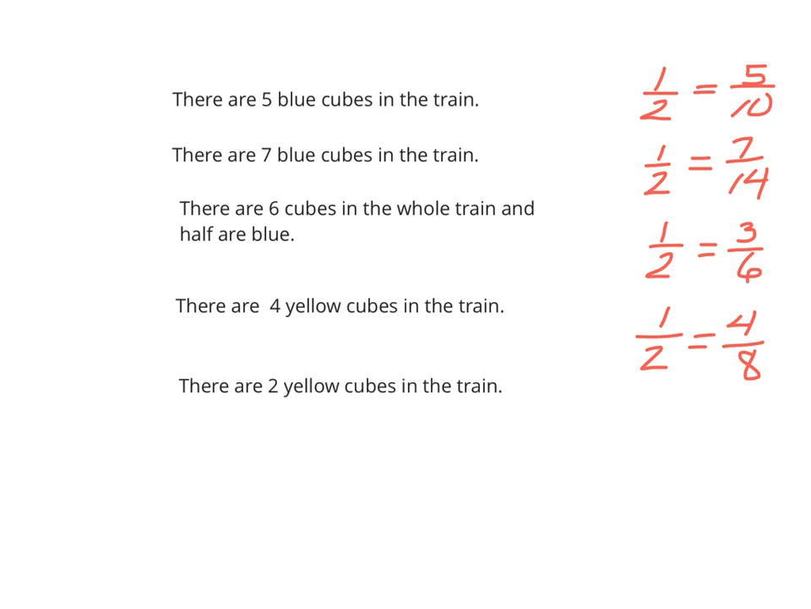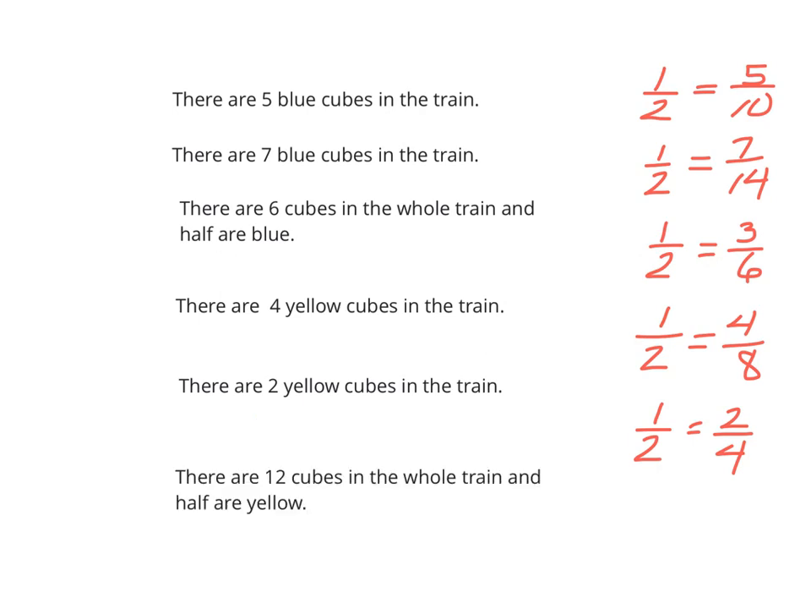Here's the next riddle. There are 2 yellow cubes in the train. So go ahead, pause the video, build a train, and check with your partner. Okay, so what did we come up with? So the riddle states that there are 2 yellow cubes in the train. So 2 yellow cubes and 2 blue cubes for a total of 4. So the fraction would be 2 yellows out of 4, which is still 1 part yellow out of the 2 parts. And let's do one last riddle.